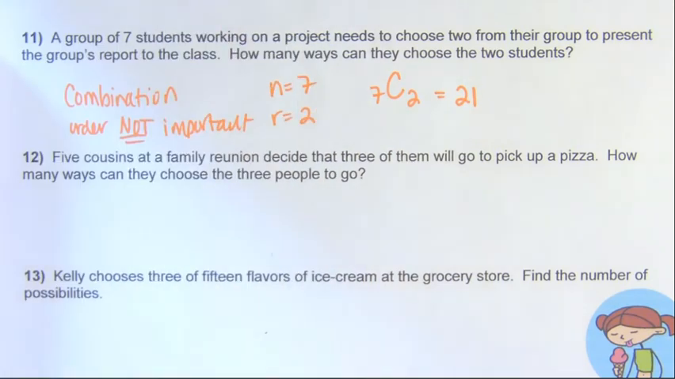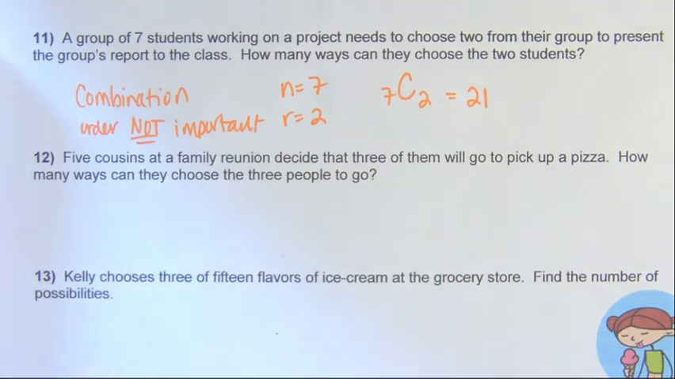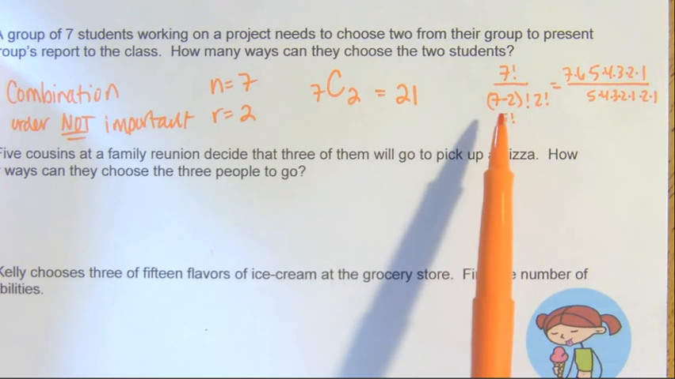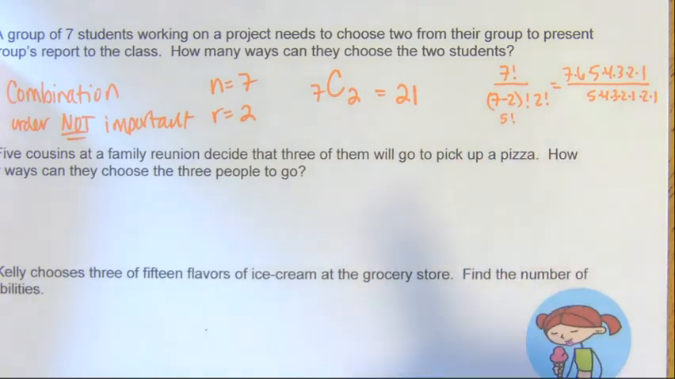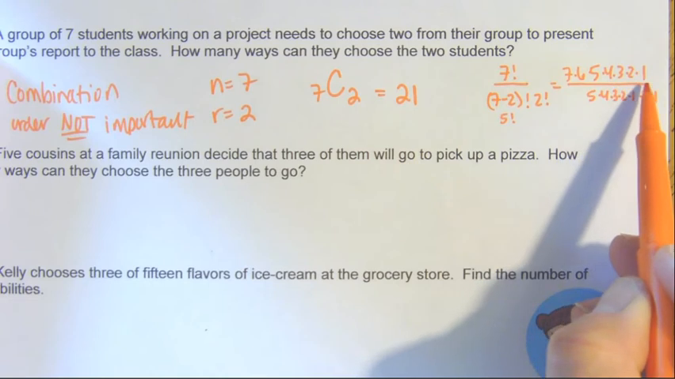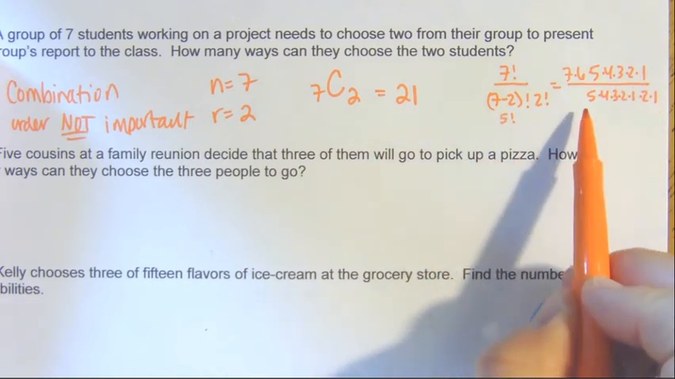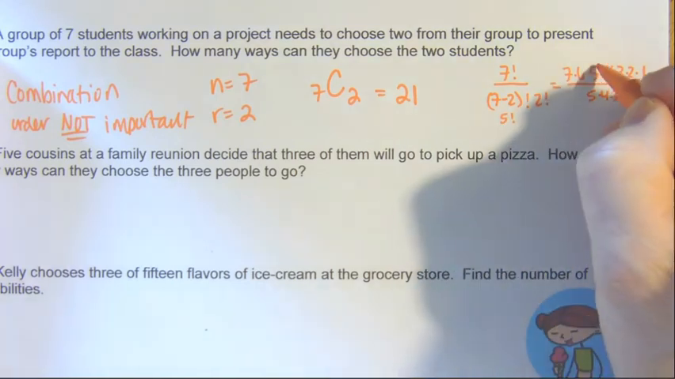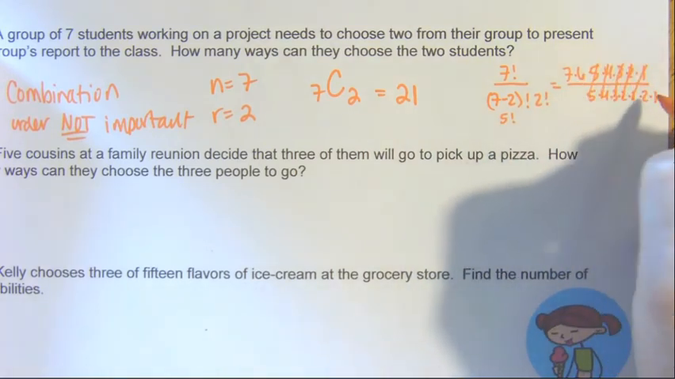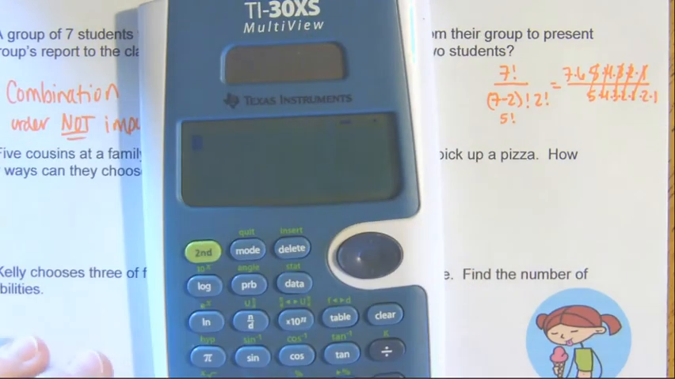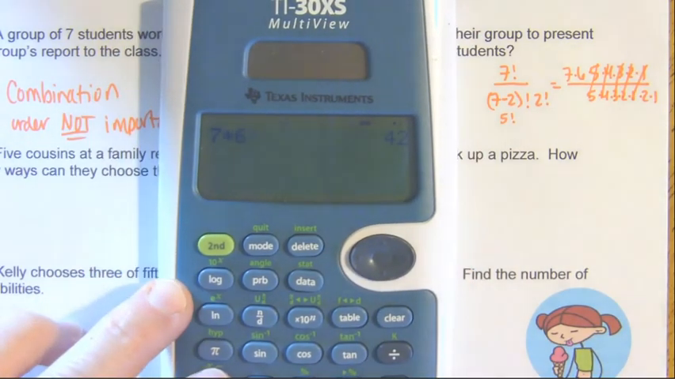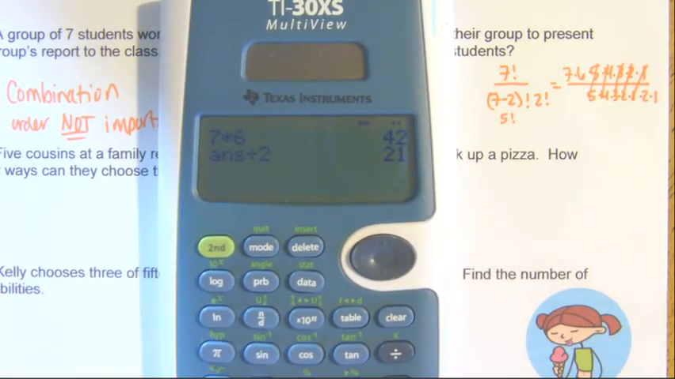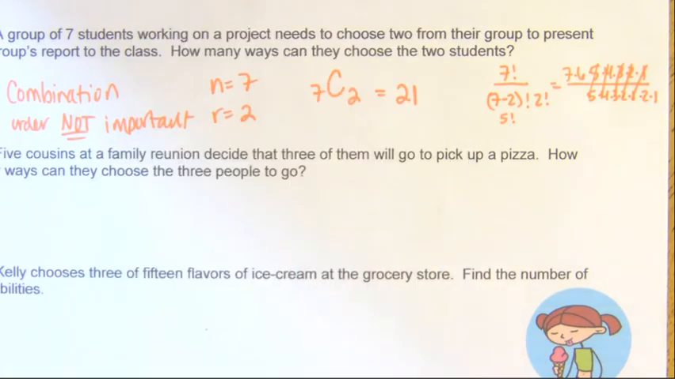Make sure you use your combination button. Or you could look at the formula from the front, that I wrote quick up here. And then you could just cross things out. So 7 factorial, 7, 6, 5, 4, 3, 2, 1. 7 minus 2 is 5, so I did 5, 4, 3, 2, 1. And I've got that R, that 2 factorial. So then all of these would cancel out. So I'd have 7 times 6 divided by 2 times 1. So 7 times 6 is 42, divided by 2 times 1 is 2, and that's how you get the 21. If you want to do it that way, you don't have to.